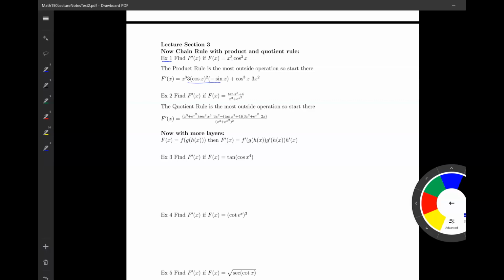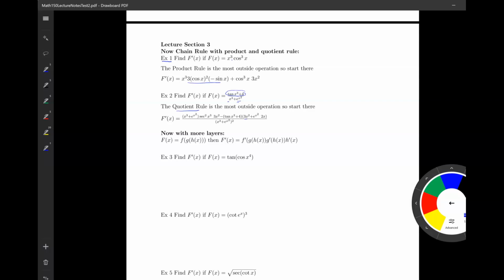This one, the quotient rule is most outside, so you start with that, low d high. And to take the derivative of the d high, you've got chain rule going on. So take the derivative of tangent, secant squared, carry the x cubed, multiply by the derivative of the x cubed, which is 3x squared, minus high d low. The derivative of x cubed is straightforward. The derivative of e to the x squared is chain rule, e to the x squared times 2x. Square the bottom and off you go.